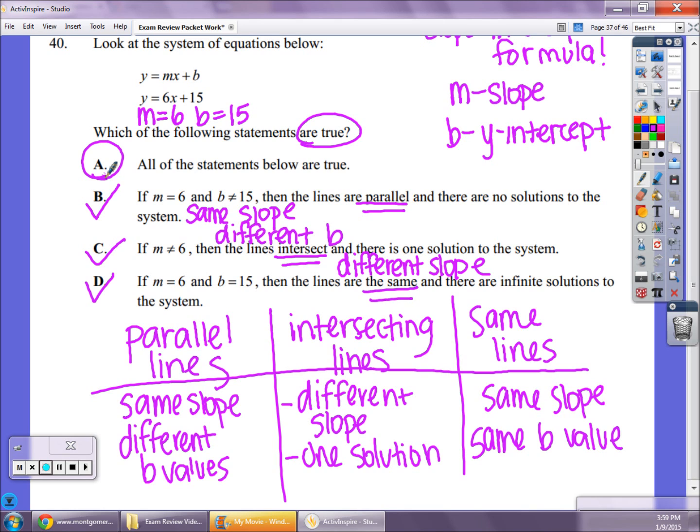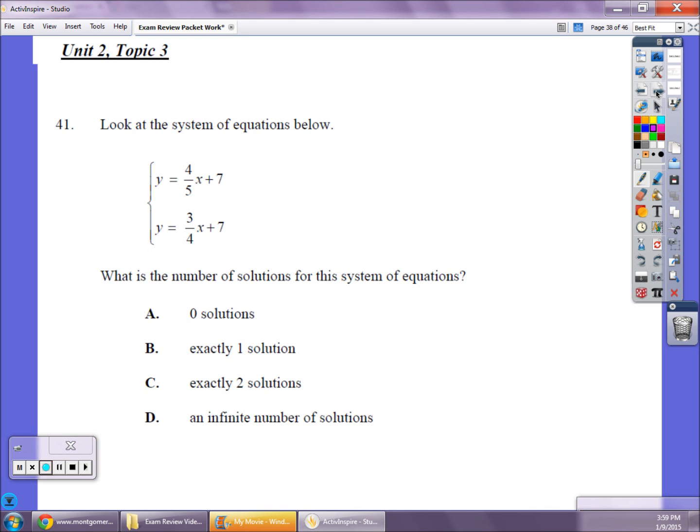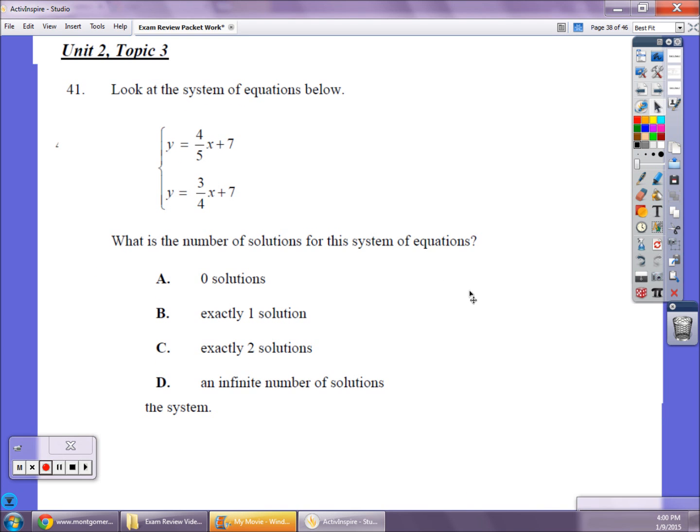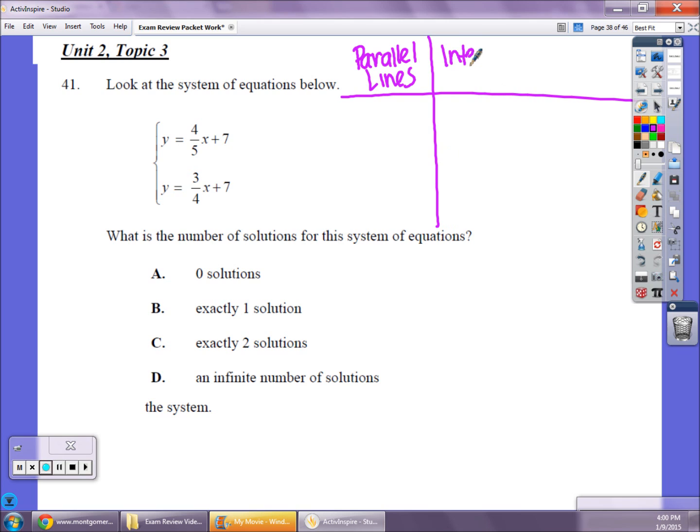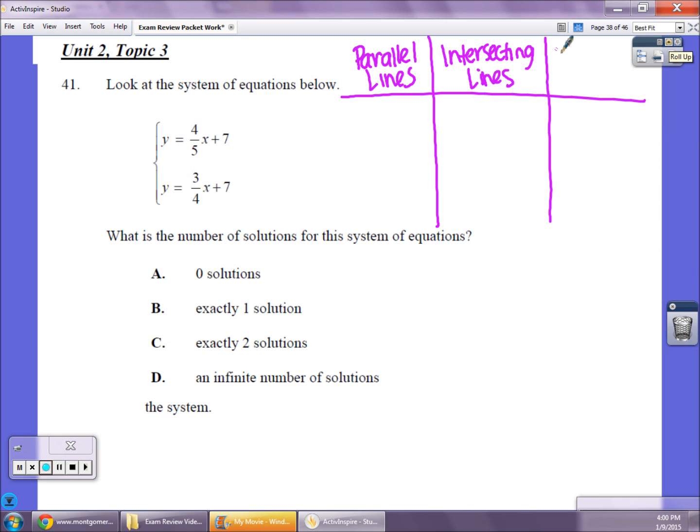All right, let's go to question 41. So we're Unit 2, Topic 3, Question 41. Look at the system of equations below. So we have two linear equations, and we want to figure out how many solutions they have. So I'm actually going to make another little T chart here for this question with our parallel lines, intersecting lines, and the same line.